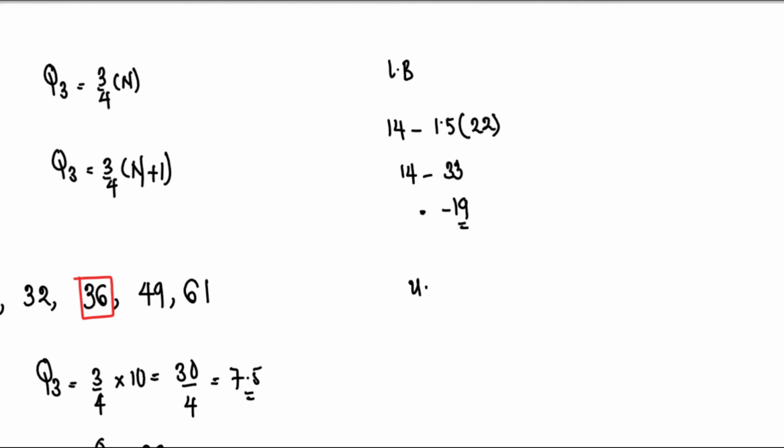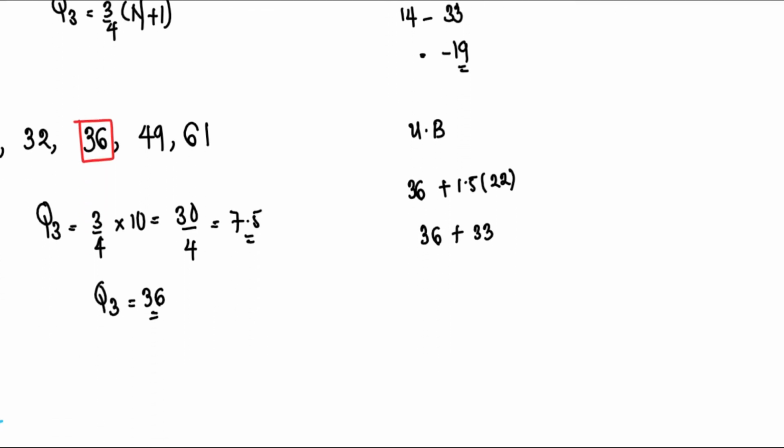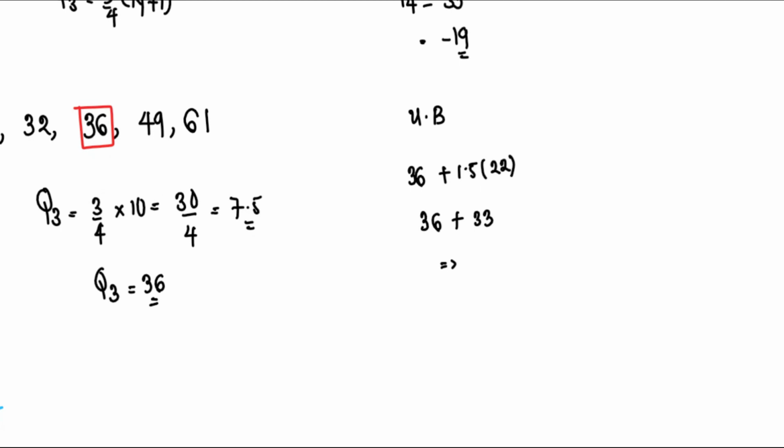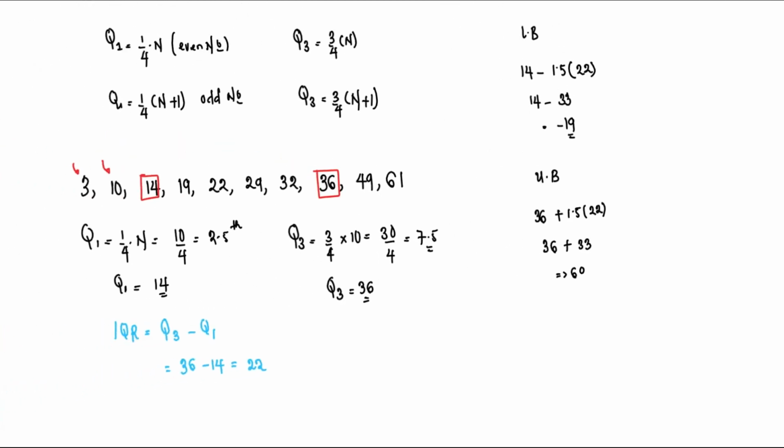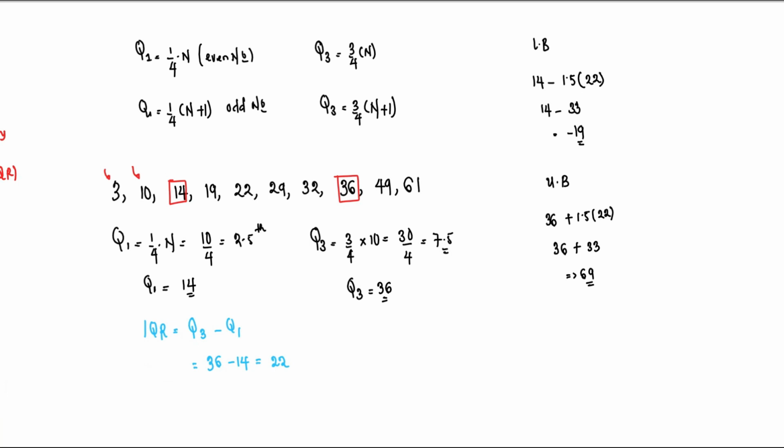For the upper boundary, so we have UB, we have the Q3 equal to 36 plus 1.5 times 22. Okay, so we have 36 plus 1.5 times 22, that gives us 33. So 36 plus 33 gives us 69. So the upper boundary is equal to 69 and the lower boundary is equal to minus 19.